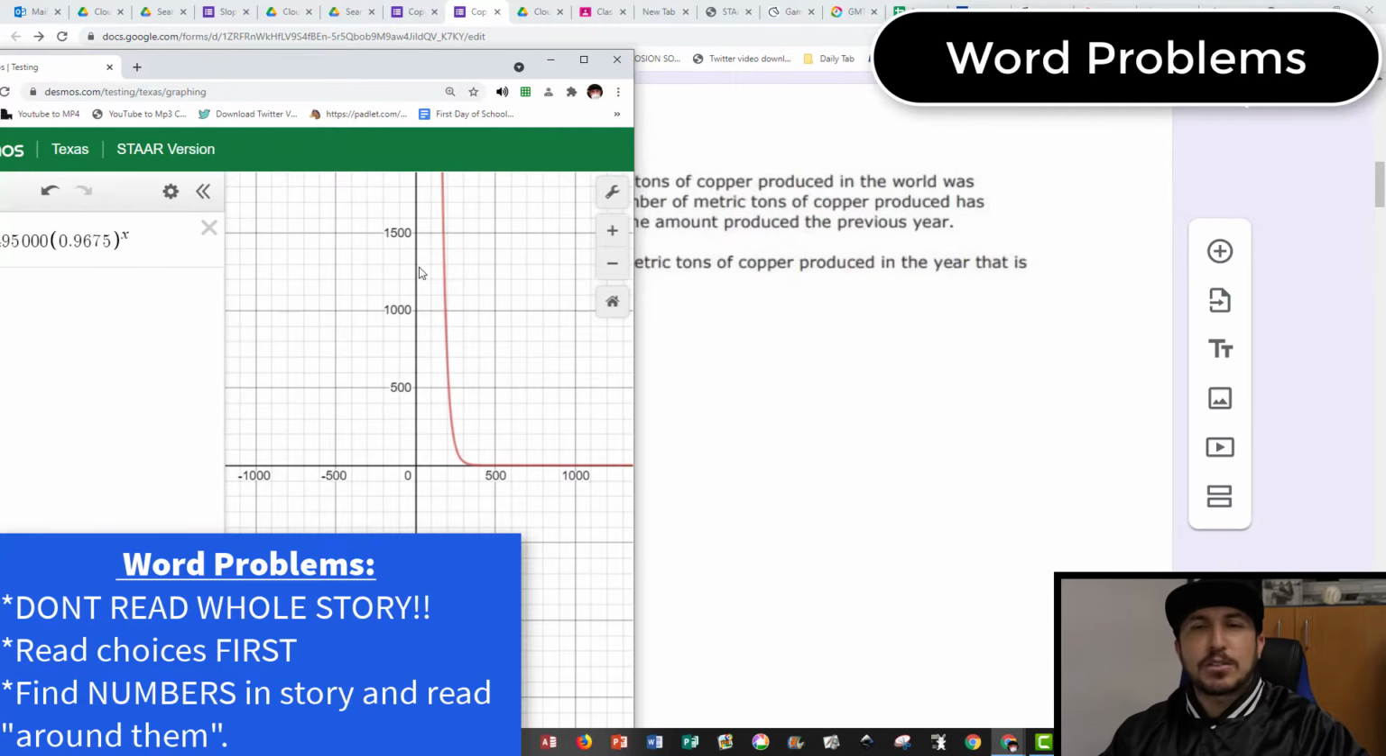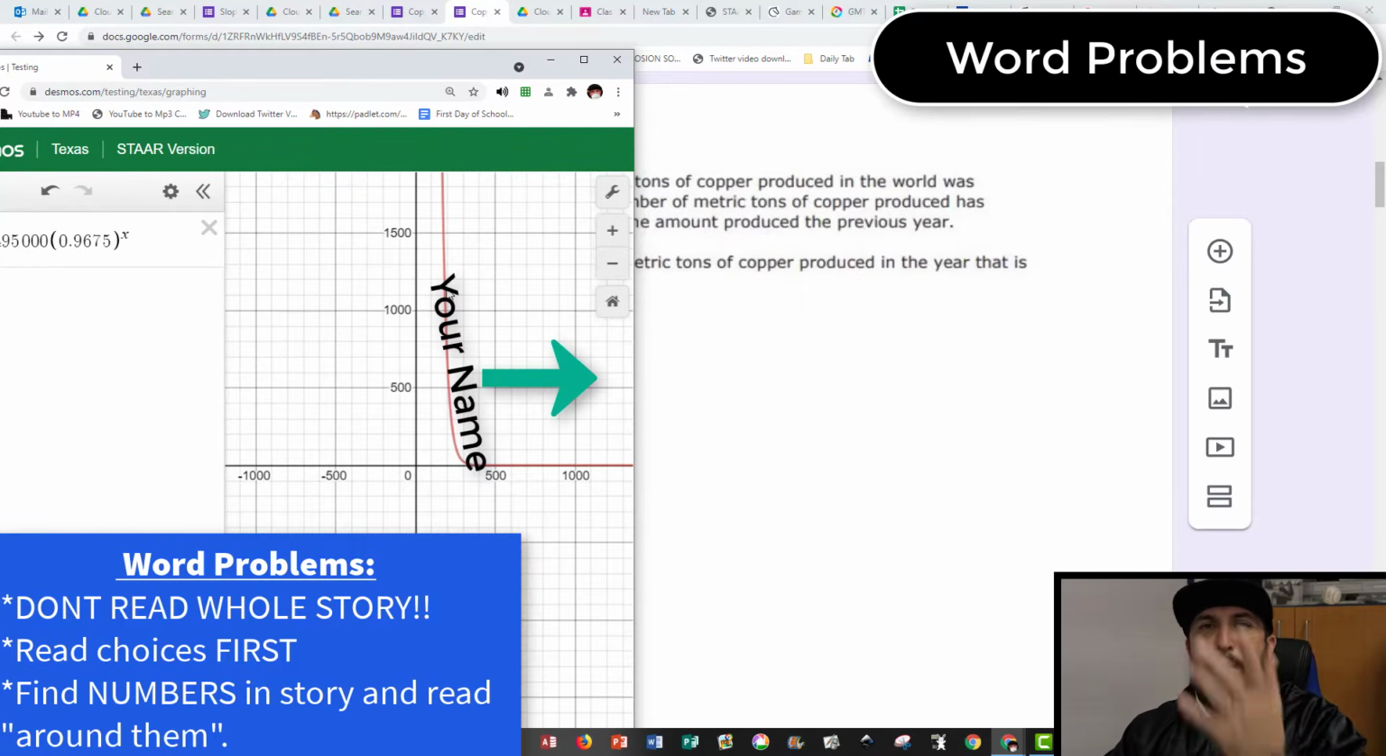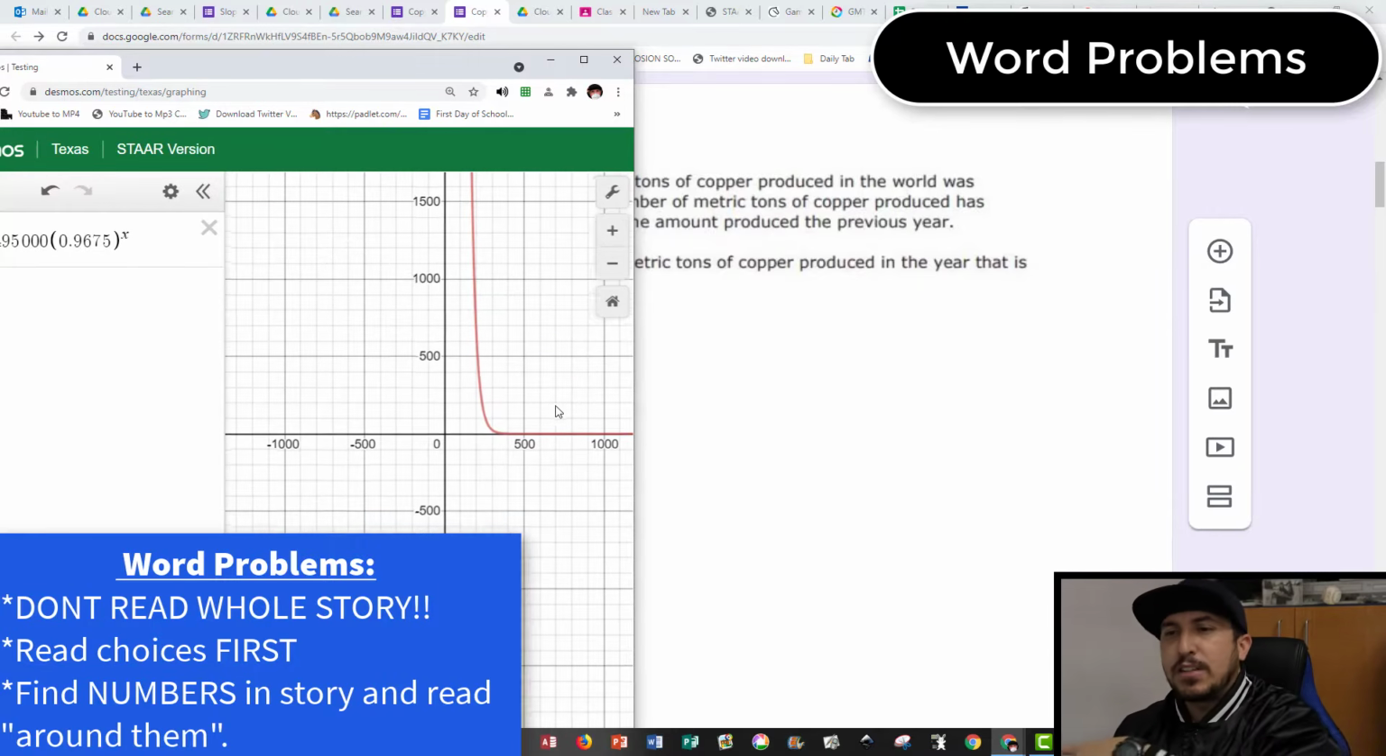You're reading the graph backwards. The graphs always go from left to right, like as if you were to write your name on it. If you were to write your name on this graph, would you write it going upwards? No, it'd be backwards. You got to write it like this. So it goes left to right, so it goes this way. So this graph is decreasing.